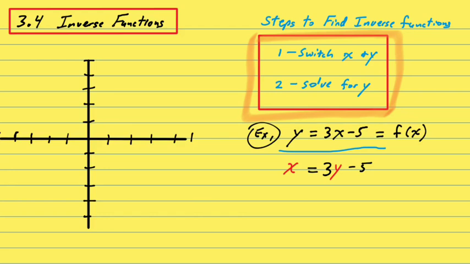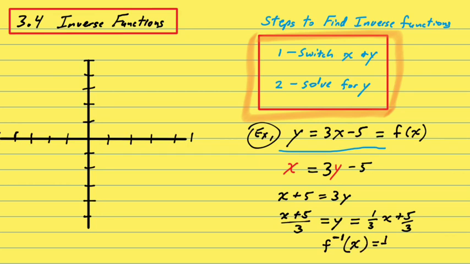Now that's step one. I switched x and y. Now I'm going to solve it for y. I'm going to add 5 and divide by 3. So that could be called 1/3 x plus 5/3. Now, if you're doing it with the function f, sometimes you'll see f with a -1. That means f inverse.